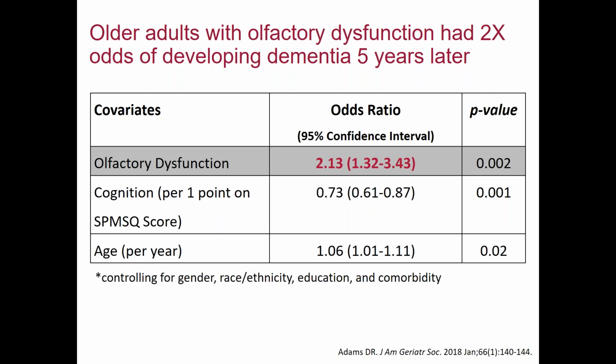Now, I should mention that one way this might work is that people with anosmia are at high risk for dementia. And so maybe this is operating through dementia, and older people with olfactory dysfunction are developing dementia and dying. And indeed, we were able to show that those with olfactory dysfunction have over 2 times the odds of developing dementia 5 years later. So this is an example of how you can do some nice longitudinal analyses with these data.